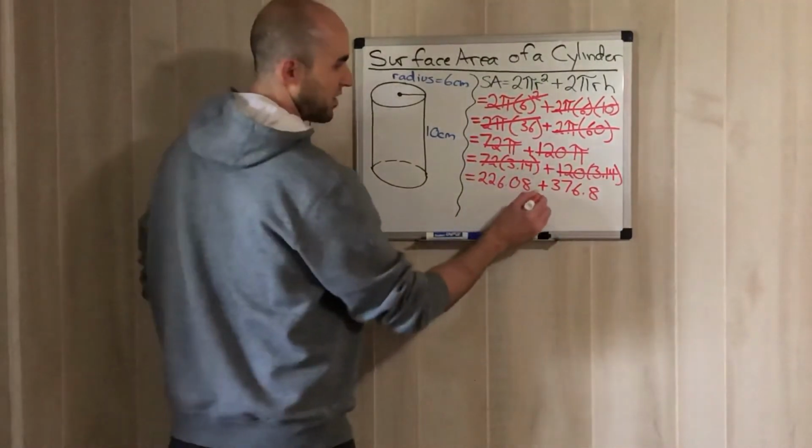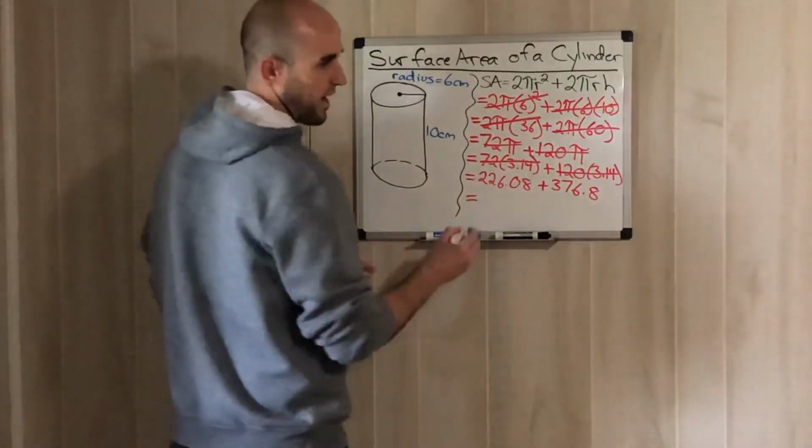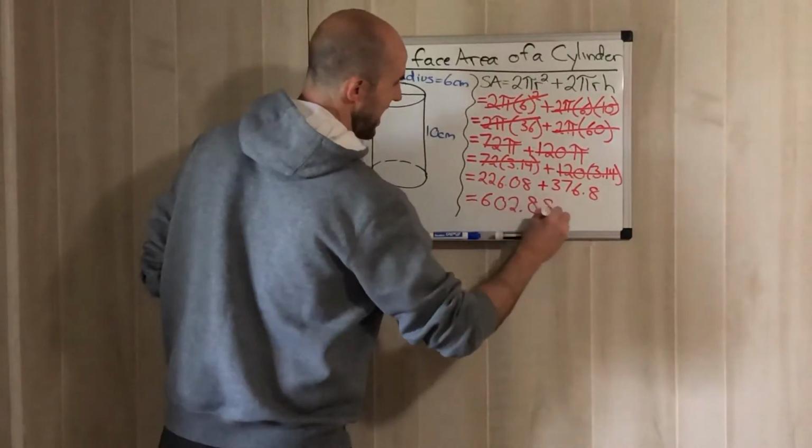Now the last step we got to do is add those two numbers. And whenever you add those two numbers, those two areas, it gives you 602.88.